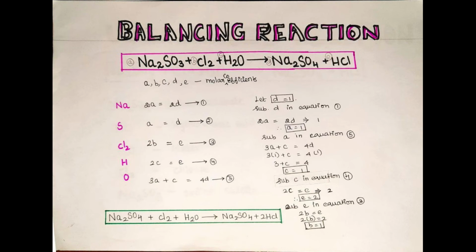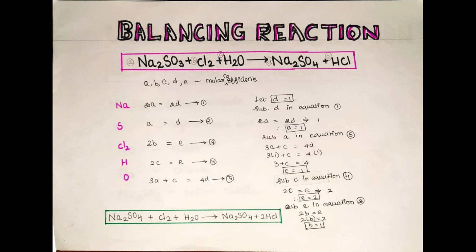For balancing the reaction Na2SO3 plus Cl2 plus H2O gives Na2SO4 plus HCl, let's take Na2SO3 as A, Cl2 as B, H2O as C, Na2SO4 as D and HCl as E. Here A, B, C, D and E are the molar coefficients.